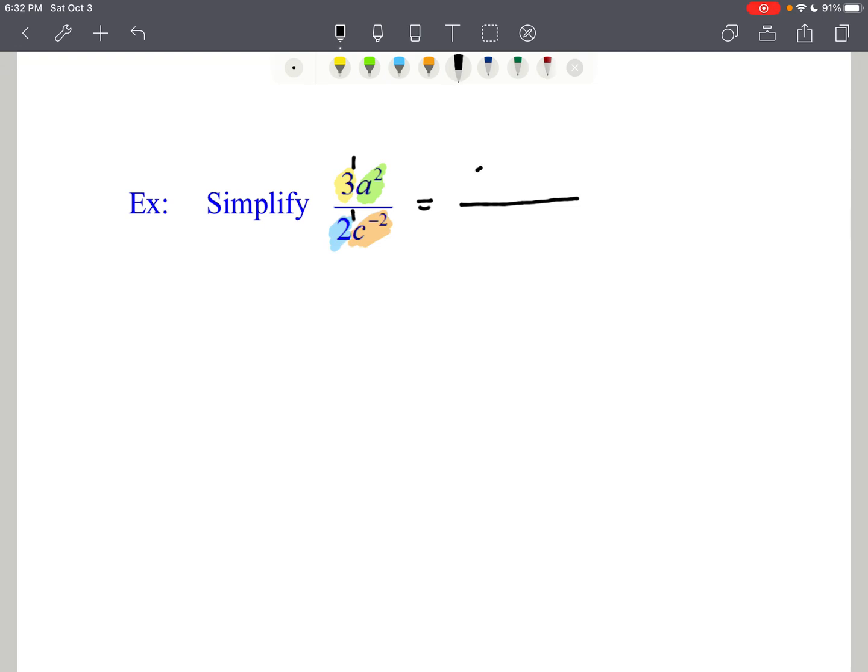3 to the first power stays in the numerator. A to the second power, well, that's a positive exponent, that stays. 2 to the first power, that stays in the denominator. And c to the negative 2, that c is raised to a negative exponent, so c goes to the numerator, and its exponent becomes positive. So our answer is 3a squared c squared all over 2.